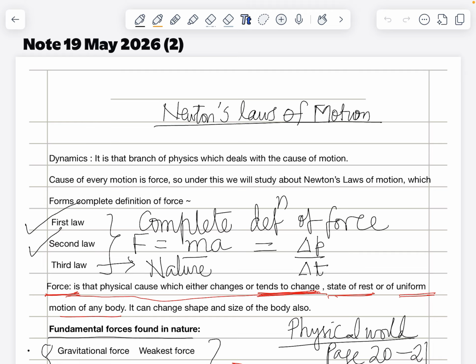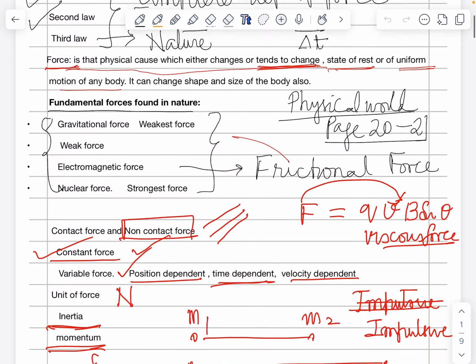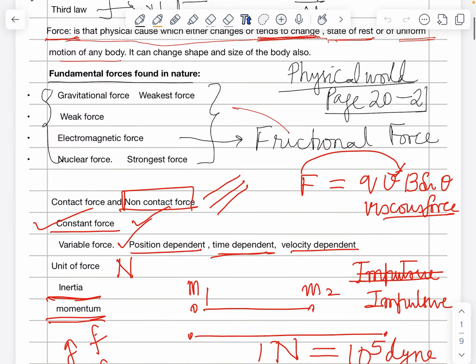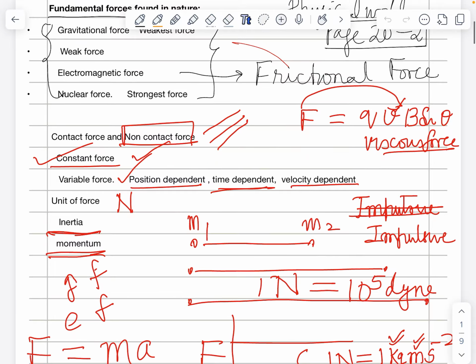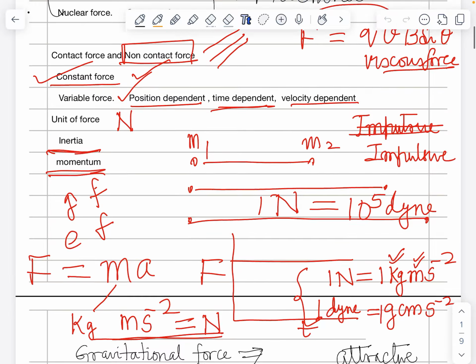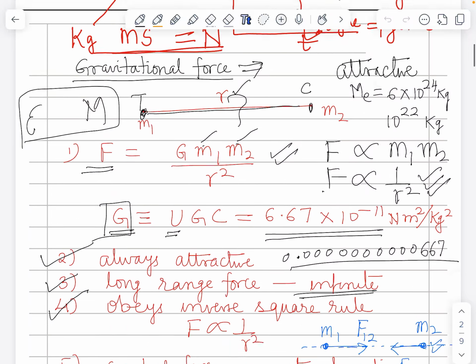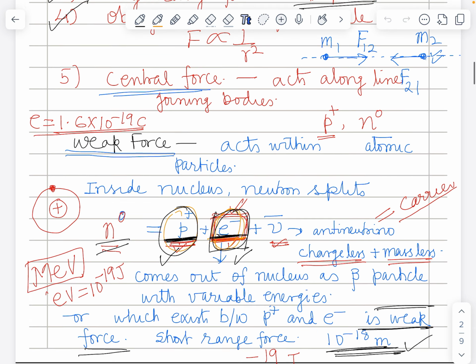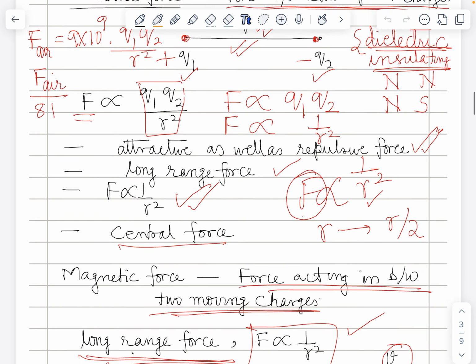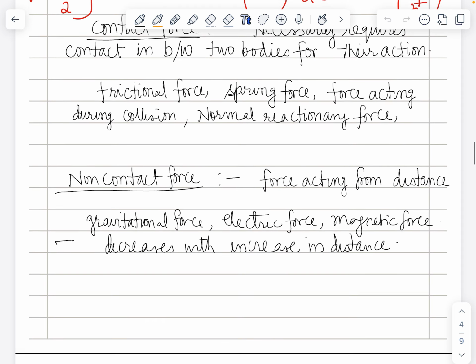So, in the previous lecture of Newton's laws of motion, I have explained these things. You can see fundamental forces found in nature, then contact force, non-contact force. Then there is constant force, variable force, like these things I have explained. Then units of force.